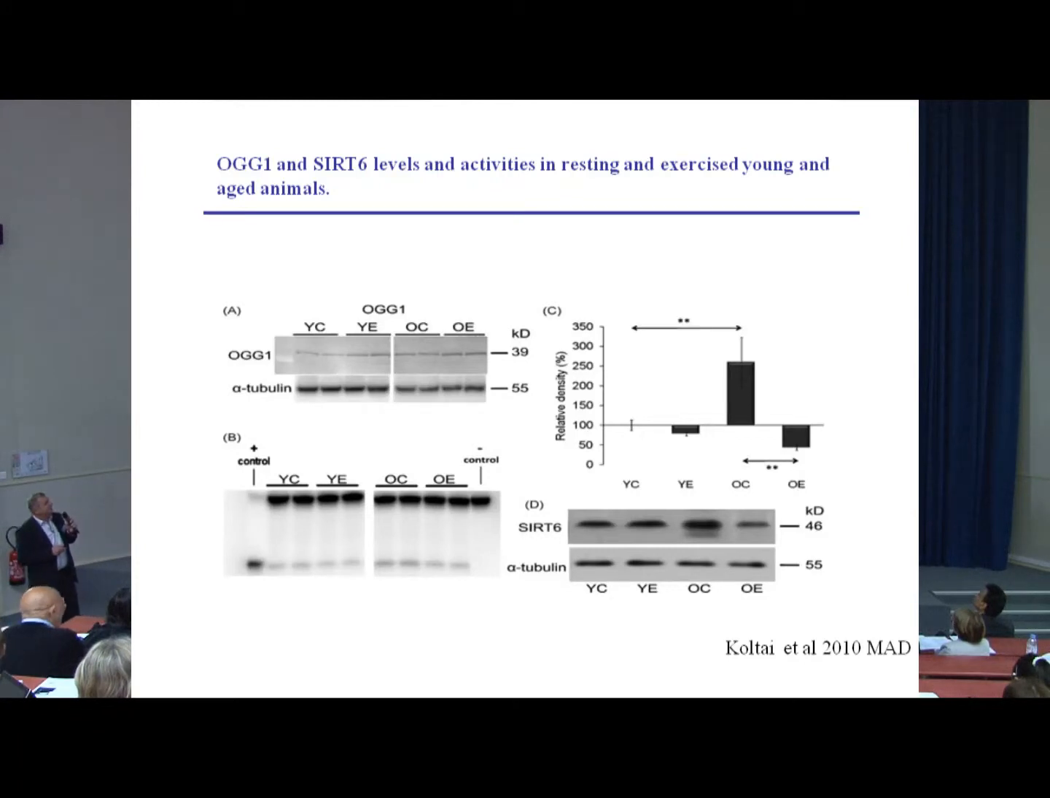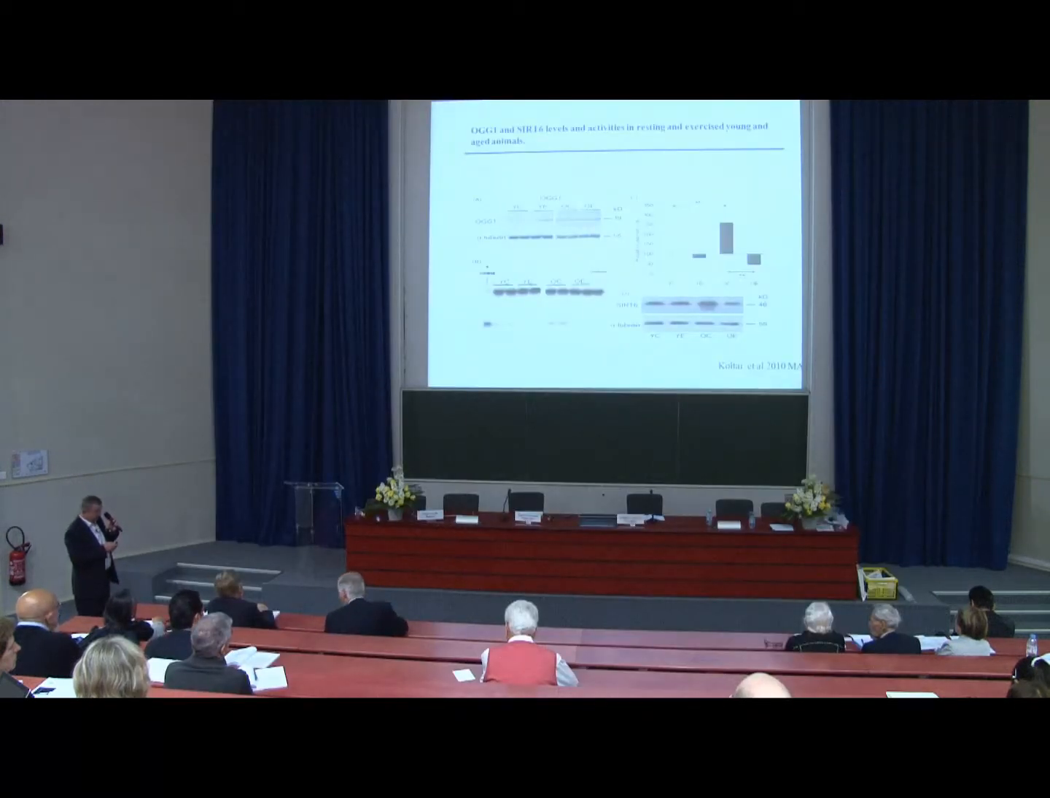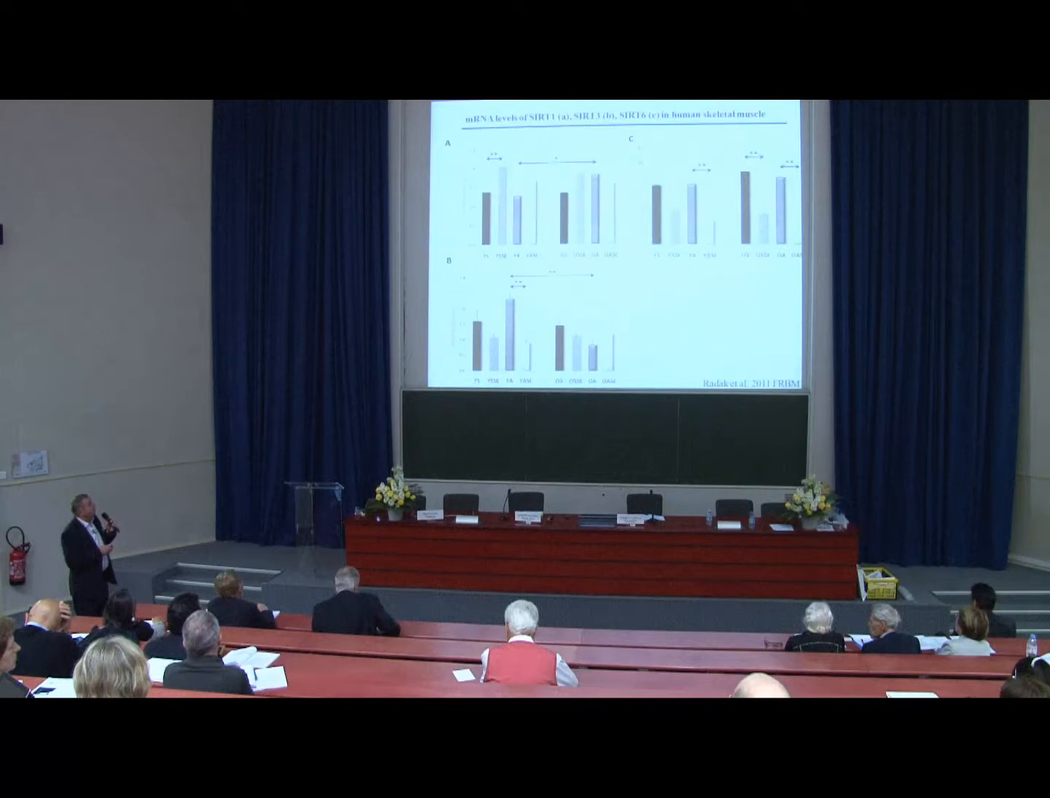Sirtuins are also implicated in DNA repair, so we checked OGG1, which is an important repair enzyme of 8-oxo-G. We checked the content, checked the activity, and the relation to SIRT6, because SIRT6 is implicated in the deacetylation of Ku70. We also know that OGG1 activity is activated by acetylation. And we couldn't see any relationship between the activity or content of SIRT6 and OGG1.